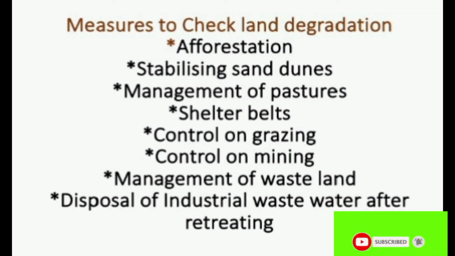Next, we can see conservation. There are many ways to solve the problems of land degradation. Afforestation and proper management of grazing can help to some extent. Planting of shelter belts of plants, control on overgrazing, and stabilization of sand dunes by growing thorny bushes are some of the methods to check land degradation in arid areas. Proper management of wastelands, control of mining activities, and proper discharge and disposal of industrial effluents and waste after treatment can reduce land and water degradation in industrial and suburban areas.